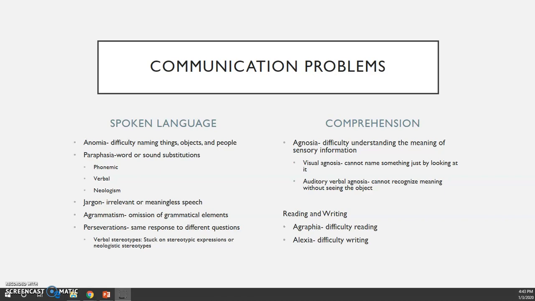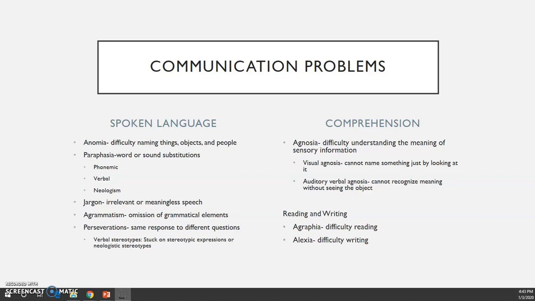They could also have verbal stereotypes or neologisms, and stereotypical answers. So, how are you doing today? Da da da da da. Do you have pain in your foot? Da da da da da. And so they'll use those over and over again.